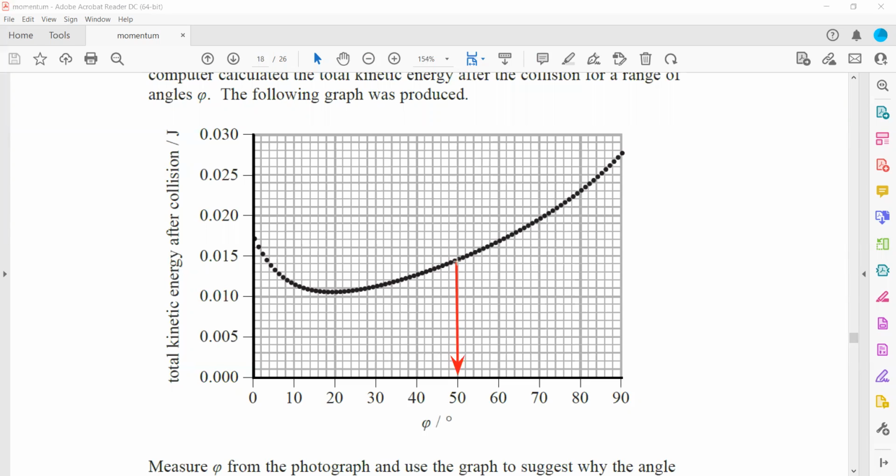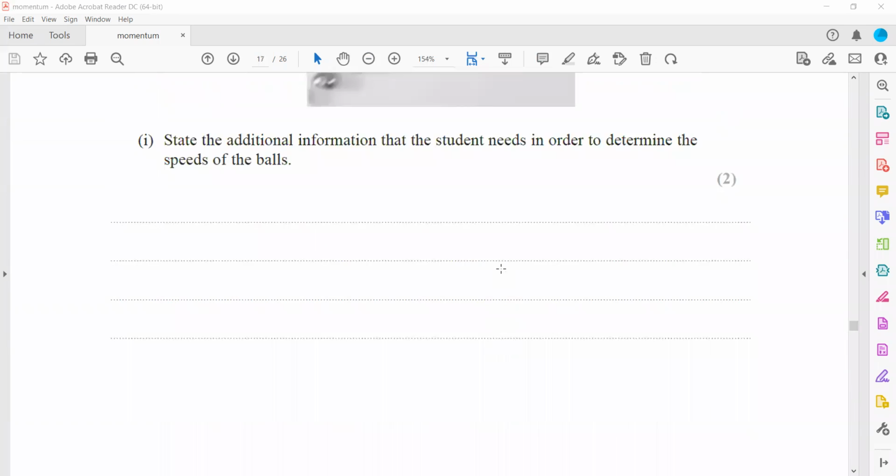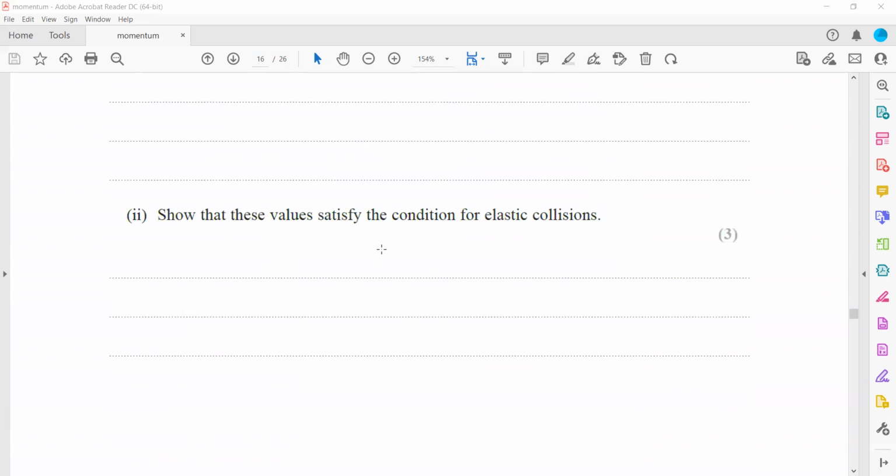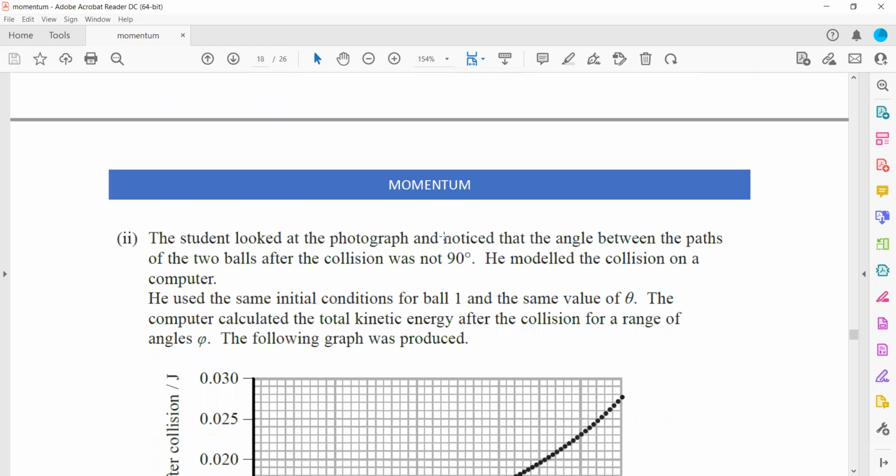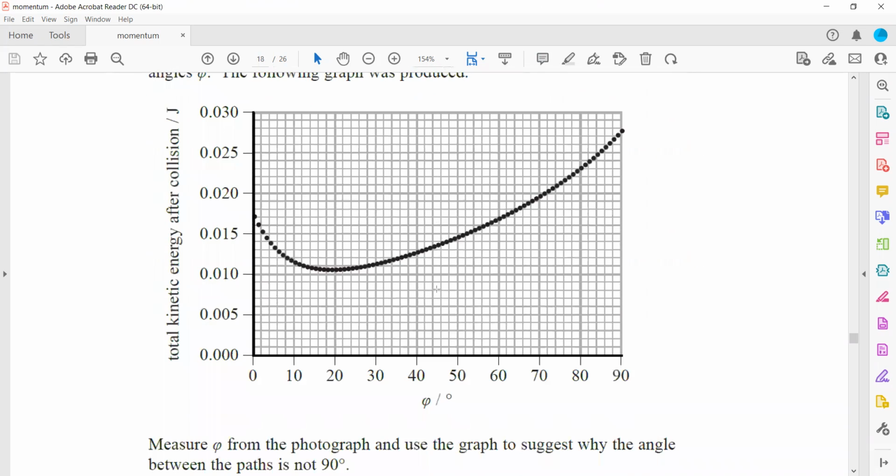If phi is 50, what will we do? We'll work out the kinetic energy, the total energy after the collision. And this total energy after the collision, in the example, is 0.014. But the total energy before the collision is 0.017, as done in the previous part. When you solve this part, you will work out the total energy before and after. So that is about 0.017. After working out phi from the figure, you will draw a line from that angle of phi on your graph.